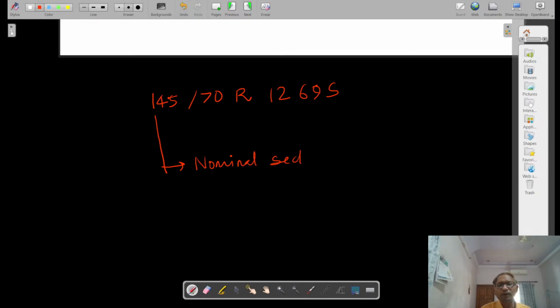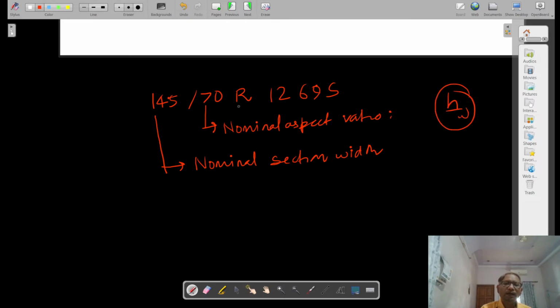This is the nominal section width, see the specification properly: 145 is written, the nominal section width. Then 70 is the nominal aspect ratio, which I just told you, the height by the width of the tire. Then R gives you the construction of the tire. The construction is radial. Is it radial or cross ply? That is the construction.